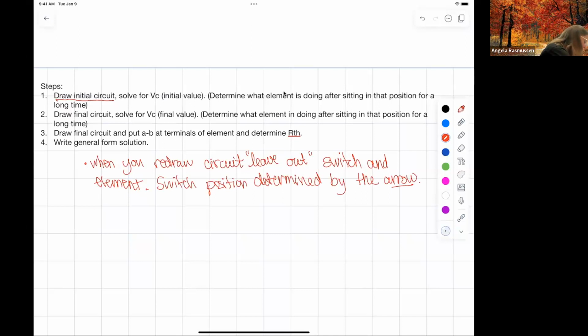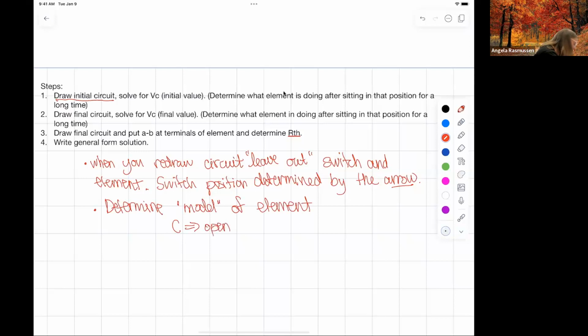Elements. To determine the element, I put model of element. If you have a capacitor, what happens to the capacitor? It sat there for a really long time. Okay, so you make it an open. And if you have an inductor, what do you do? A short, correct. Do you guys remember why? The capacitor is because the current on that is 0, right?